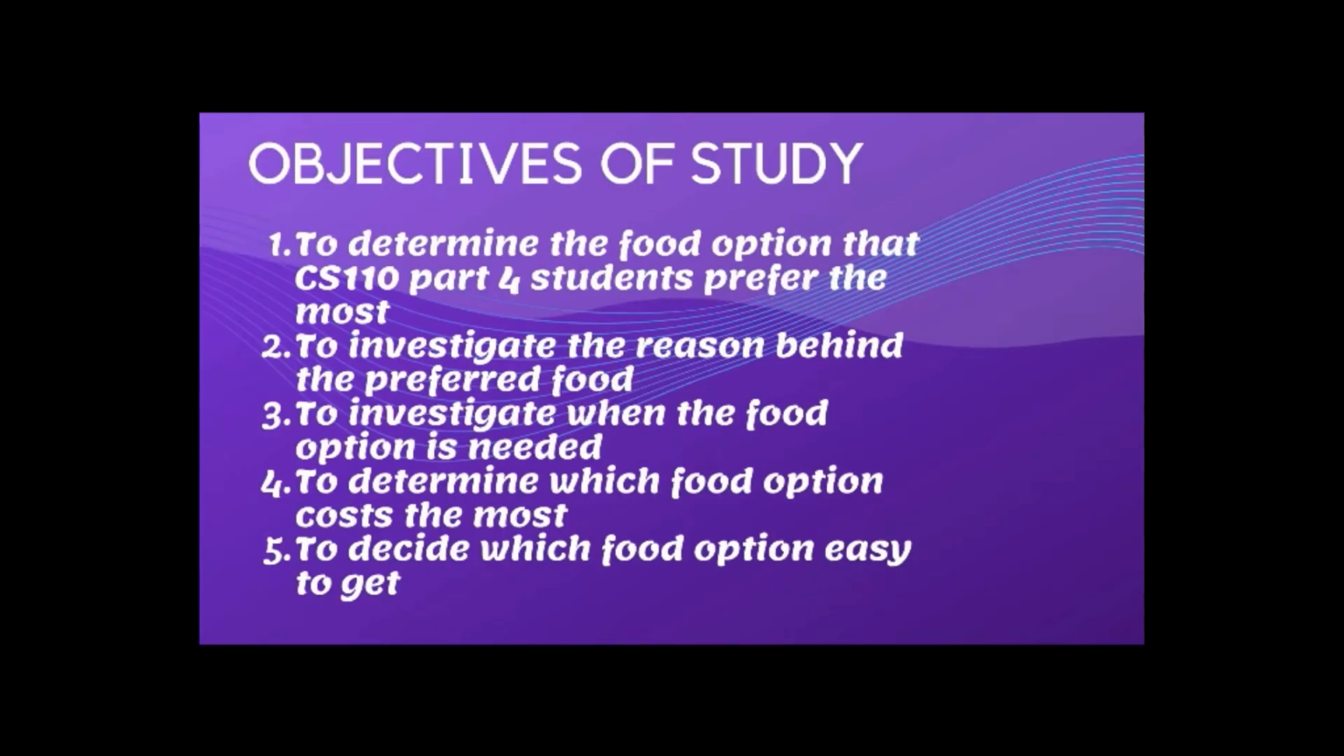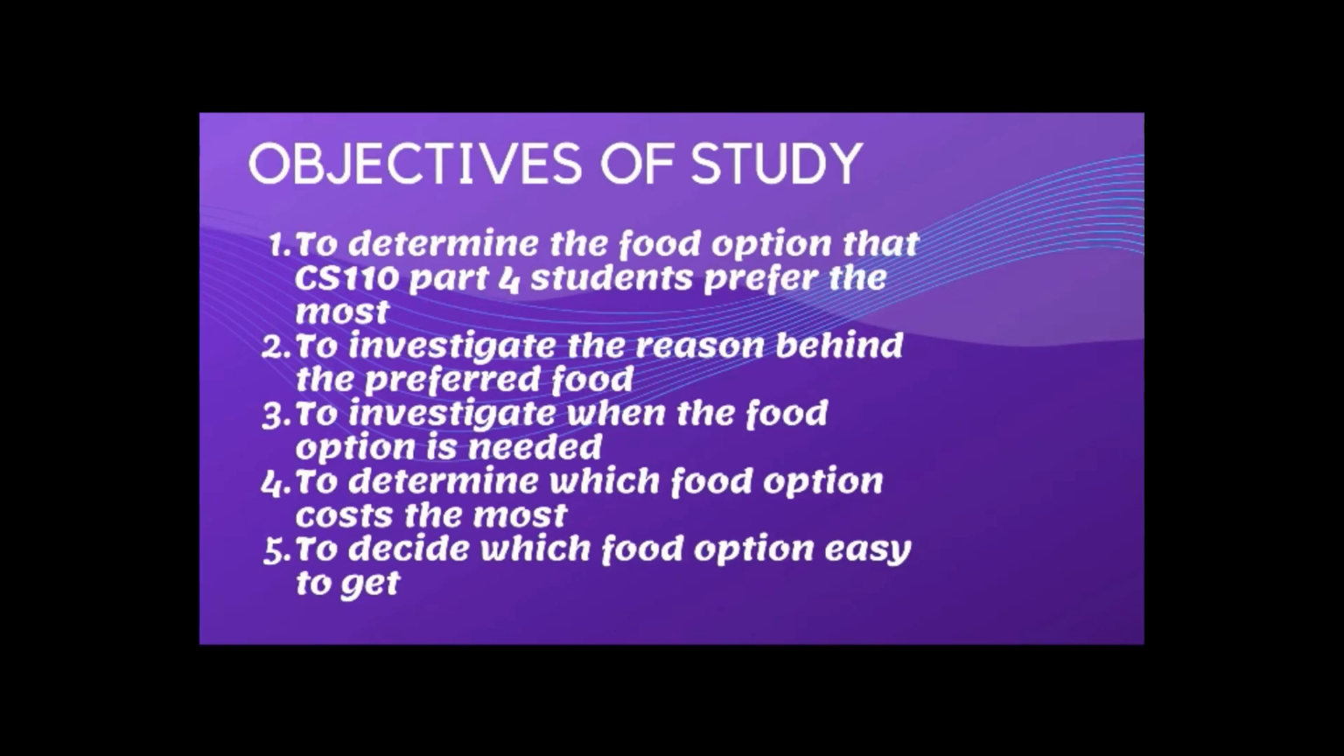So there are 5 objectives of our study. The first objective is to determine the food option that CS110 students prefer the most. The options that were included are home-cooked meals and meals that can be ordered or delivered.